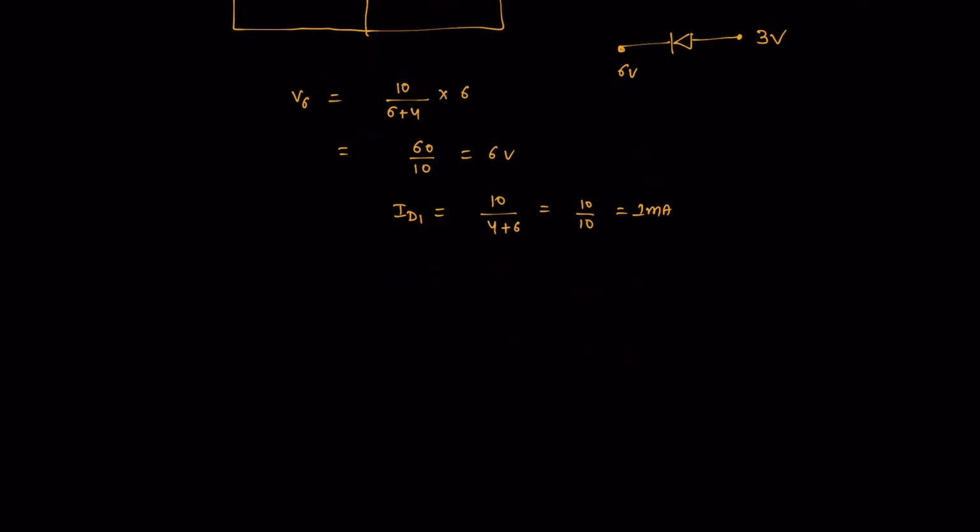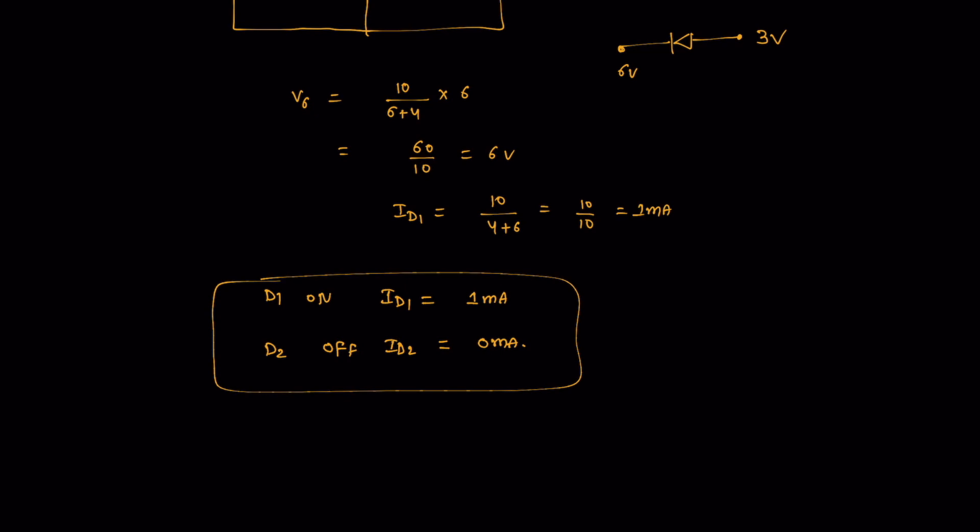So we can finalize the results. D1 is on, ID1 is 1 milliampere, and D2 is off, ID2 is 0 milliamperes. That's it. In this way, we can solve any basic diode circuits.